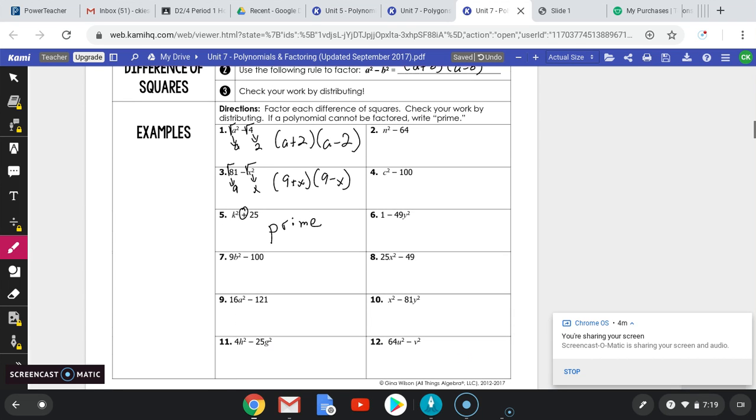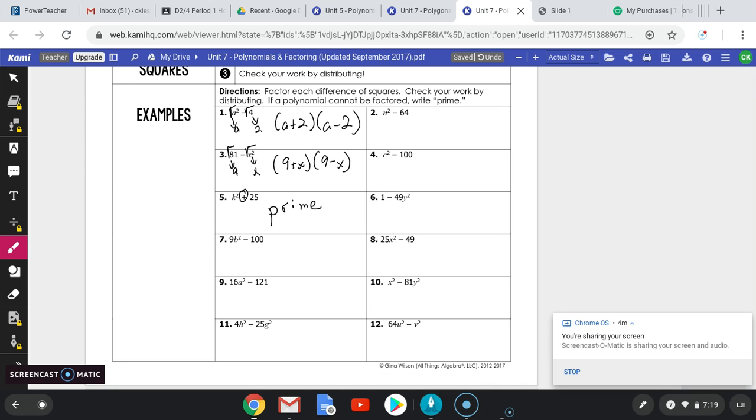All right, let's look at number 7. 9b squared minus 100. I have a minus sign. Are these two terms perfect squares? And they are. I'm able to take the square root of both sides here. The square root of 9b squared is 3b. The square root of 100 is 10. So my factors for my parentheses would be 3b plus 10, 3b minus 10.